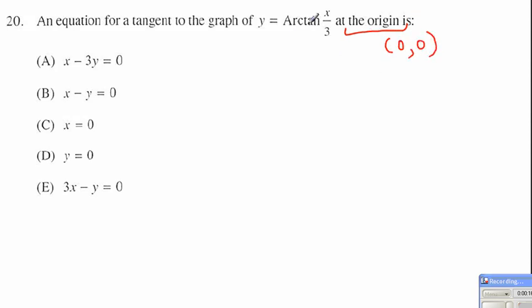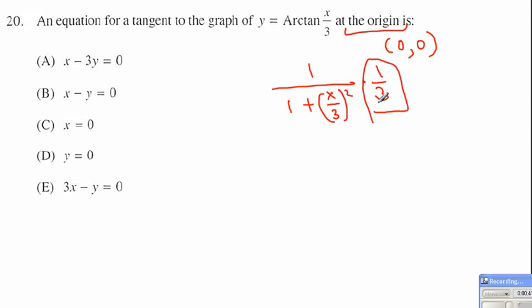Now what is the derivative of arctangent? In fact, that would be equal to 1 over 1 plus that value squared, which is (x over 3) squared, multiplied by the derivative of the inside, which is equal to 1/3. Now when the value of x is 0, we realize that this portion simply becomes 1, therefore the slope becomes 1/3. Now, if the slope is 1/3, then our equation becomes y equals simply x over 3. Now anything that's similar to that would have been choice A, so A becomes our answer.